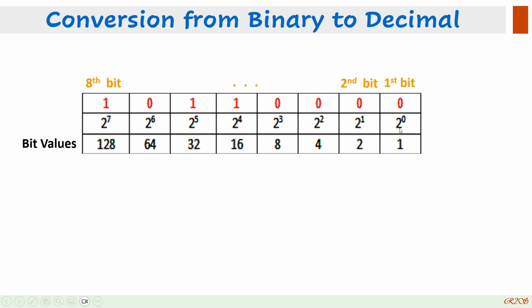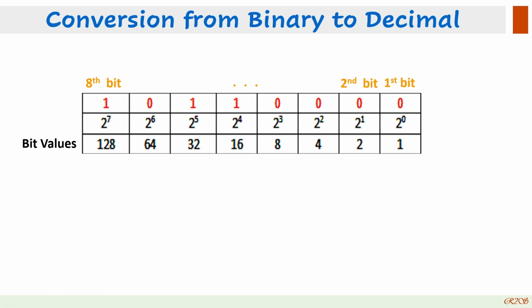the base of binary is 2. So we can represent the bit value based on the base value of the binary: 2 to the power 0, 2 to the power 1, until 2 to the power 7. So 2 to the power 0 is 1, 2 to the power 1 is 2, 2 to the power 2 is 4, and respectively 2 to the power 7 is 128.